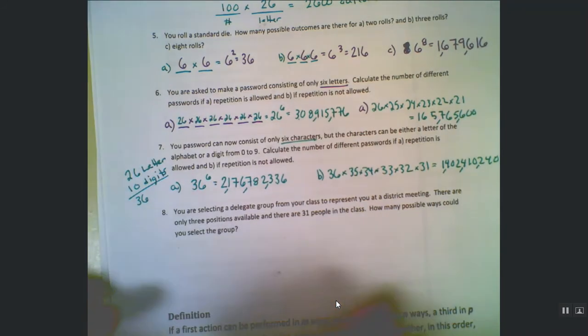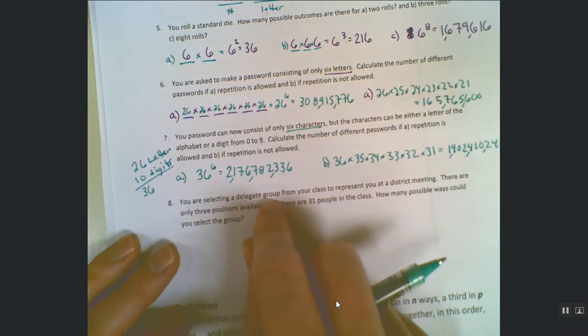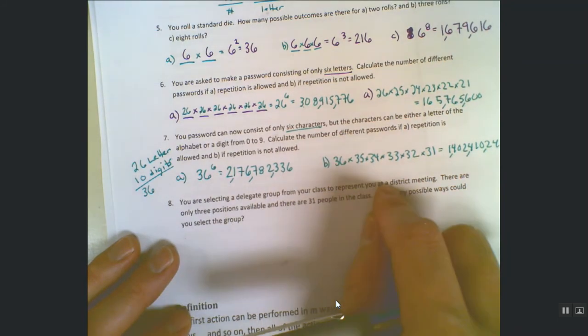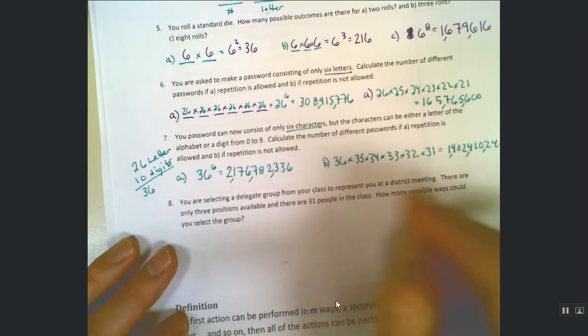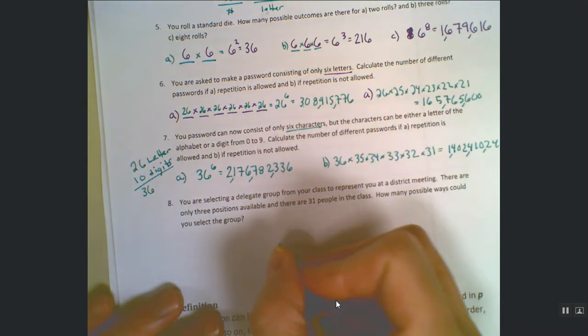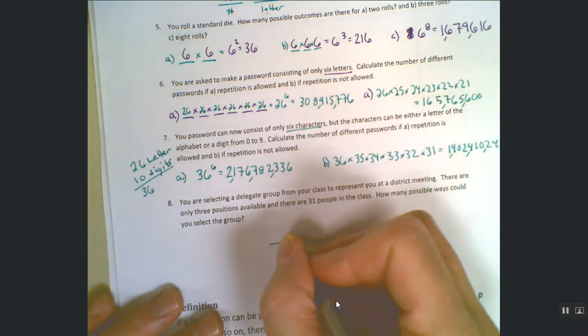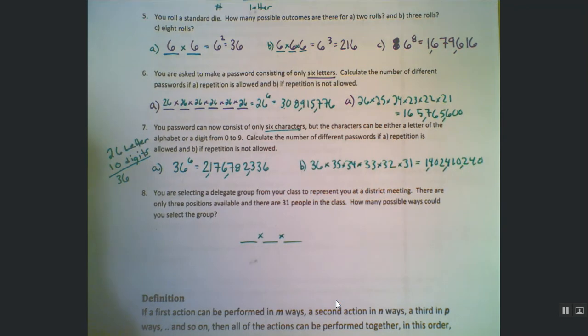Okay, so the last one that we have here is we're selecting a delegate group from your class to represent you in a district meeting. There are only 3 positions available, and there's 31 people in the class. How many possible ways could you select the group? Okay, so there's a group of 3 people that we're picking, and obviously once we pick someone, they're off. They're not in the classroom anymore.